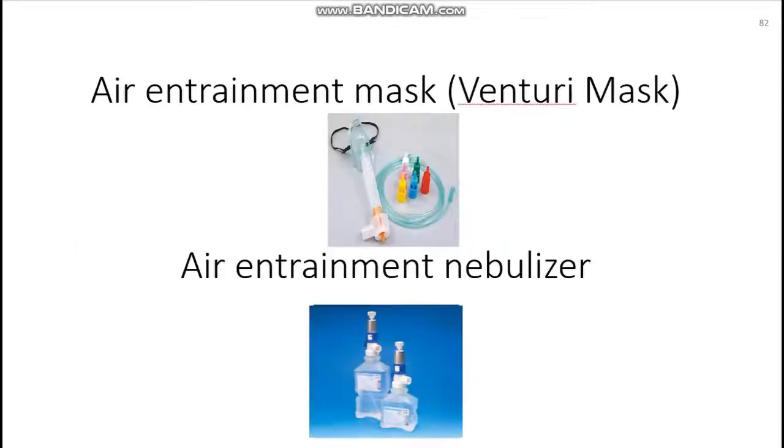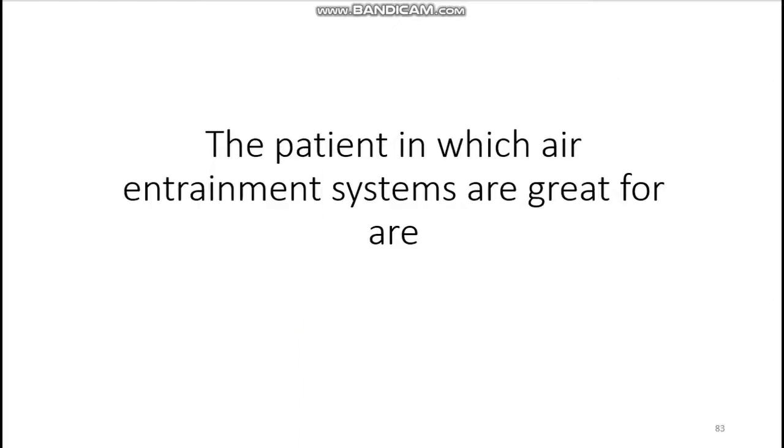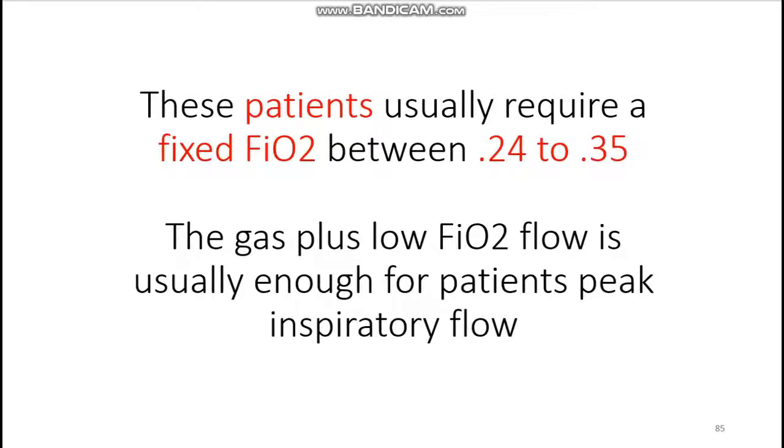The 2 main air entrainment systems are the air entrainment mask or Venturi mask and the air entrainment nebulizer. Air entrainment systems are great for COPD patients. These patients usually require a fixed fractional inspiration of oxygen between 0.24 to 0.35. The gas plus low FiO2 flow is usually enough for patients' peak inspiratory flow.